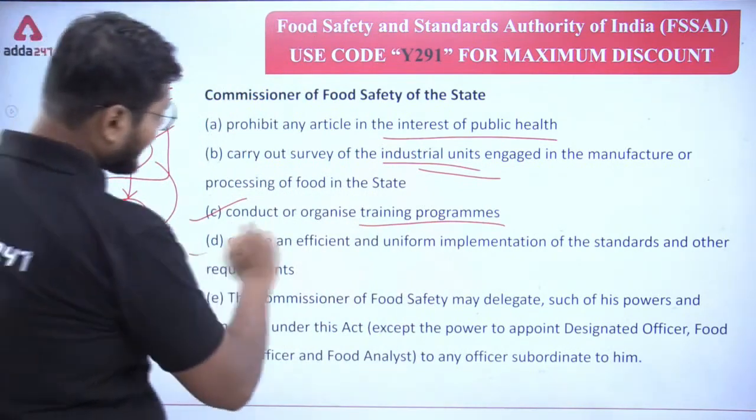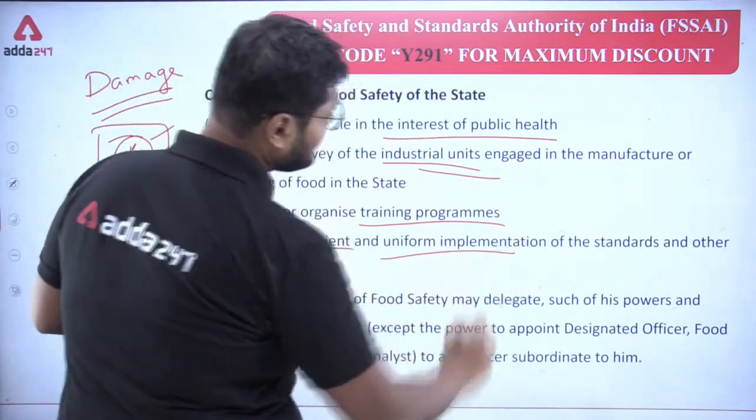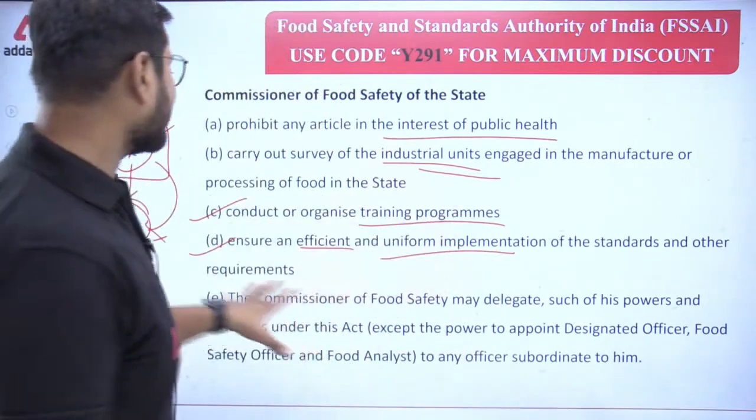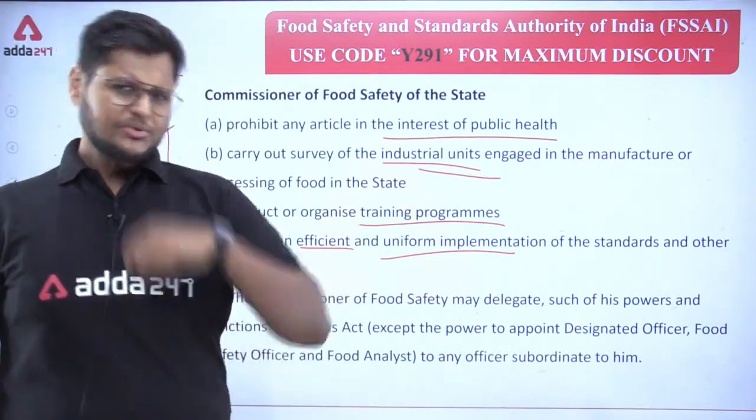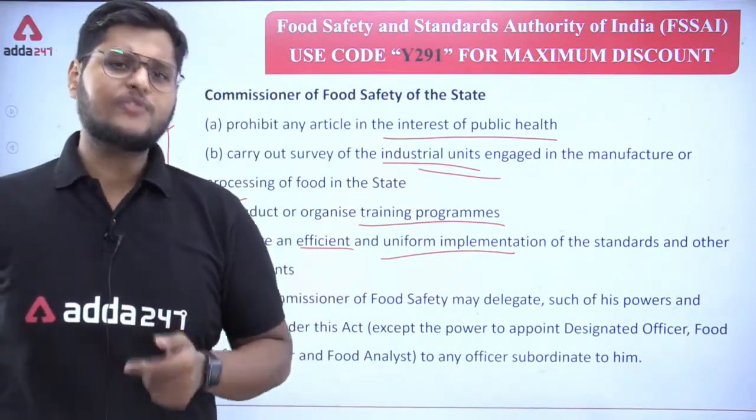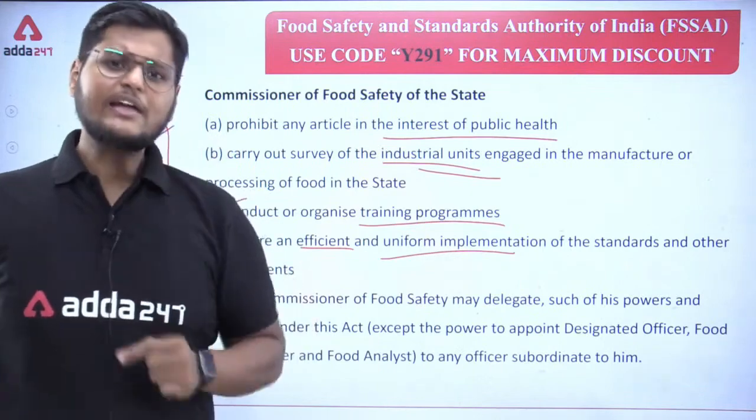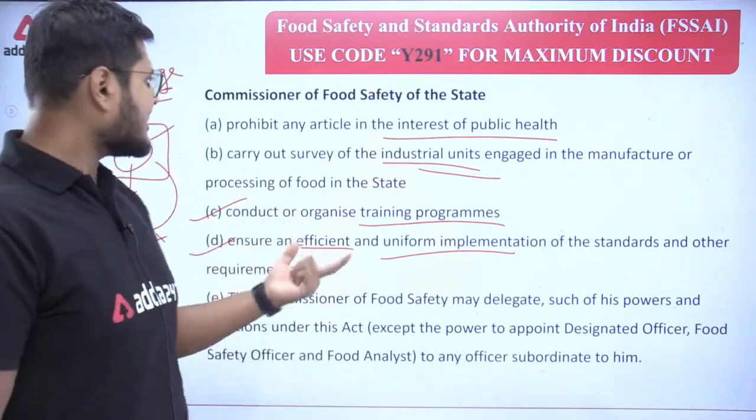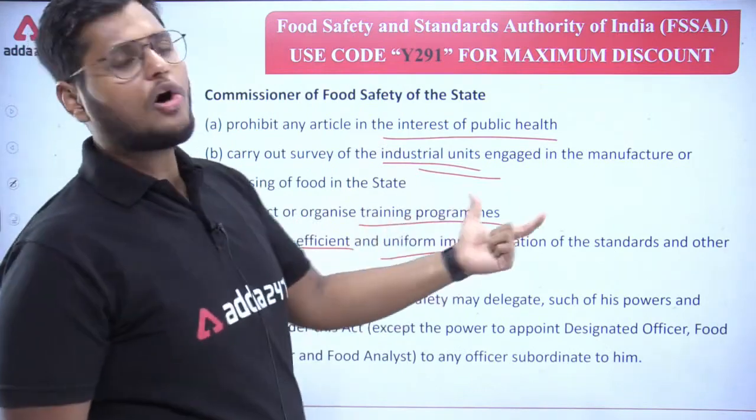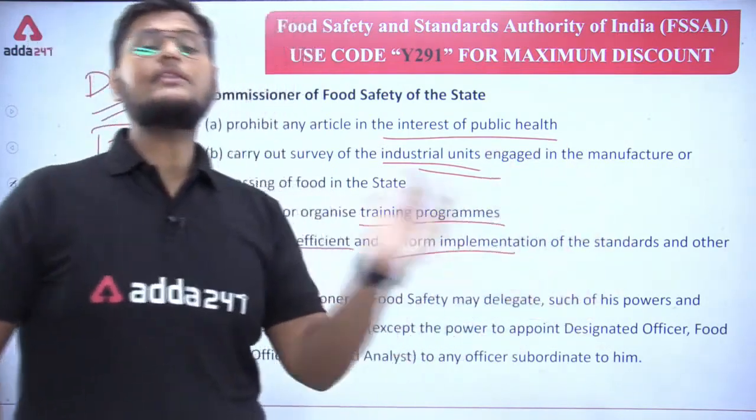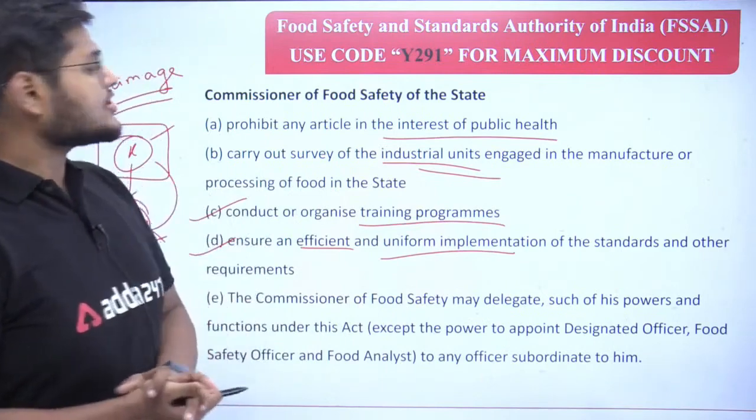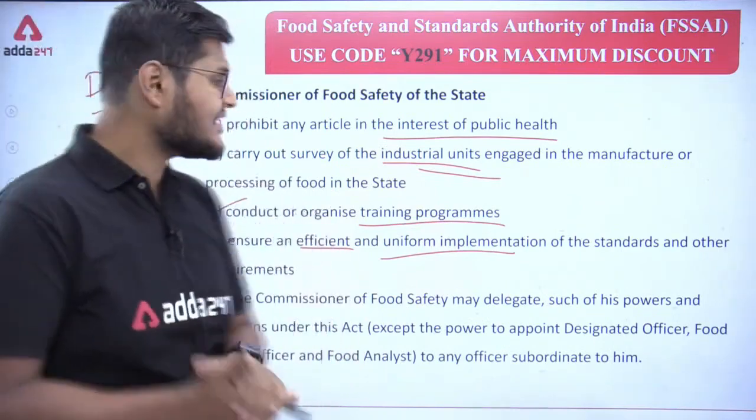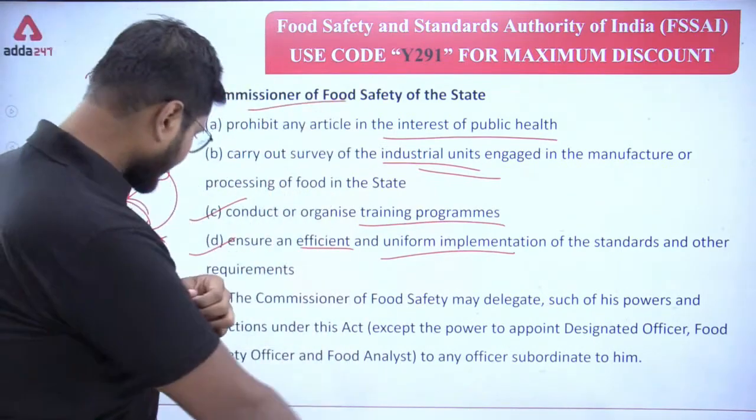Then, ensure an efficient and uniform implementation of the standards and other requirements. As we had discussed earlier, standards are set for different food articles. These standards need to be implemented by the state authority. So the state authority has the responsibility of implementing these standards, and who needs to ensure that these are being implemented? The Commissioner of Food Safety.